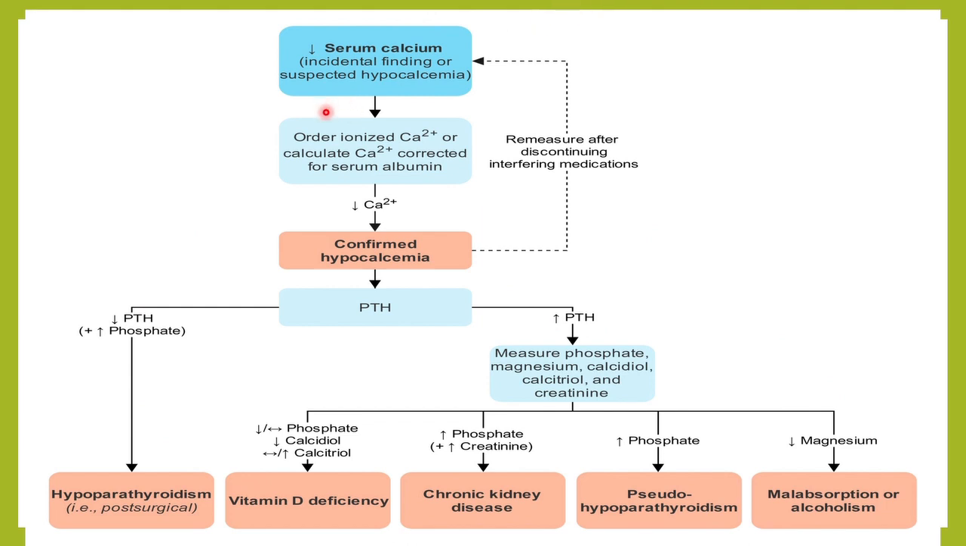Hence we will have to work up the case of hypocalcemia, correlating with the proteins, correlating with the parathyroid hormone, parathormone, correlating with the phosphate levels, magnesium levels, creatinine levels, calcitriol levels. We will come to a conclusion as to what could be the cause of hypocalcemia. So that is all about causes of low serum calcium.